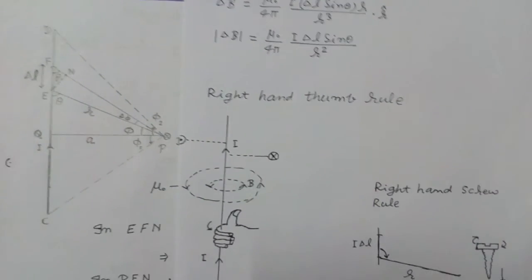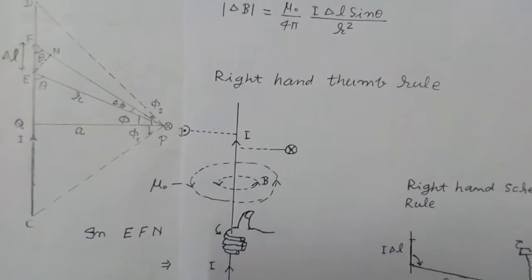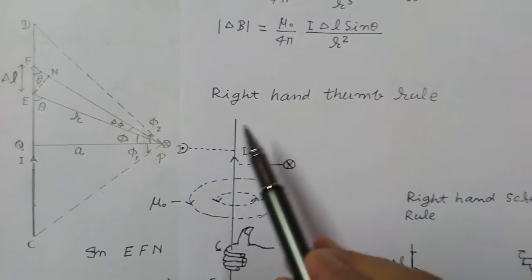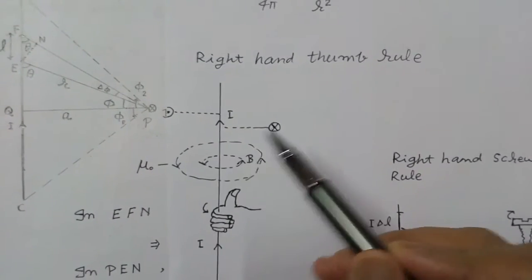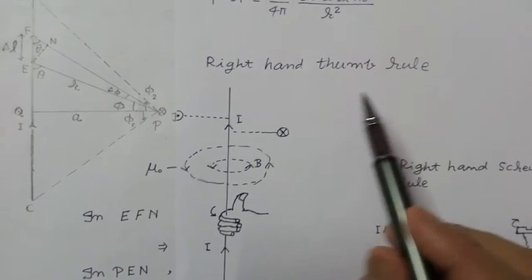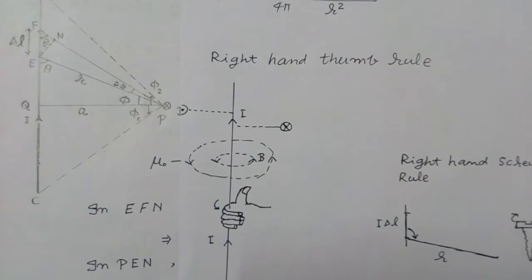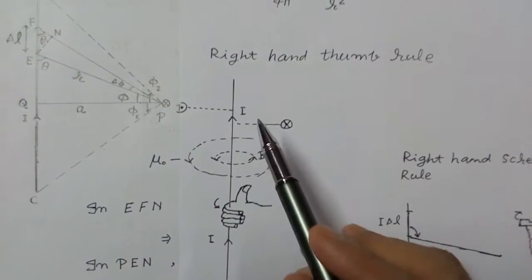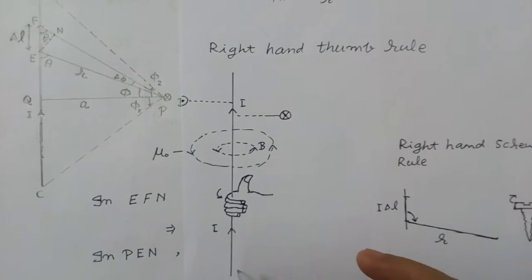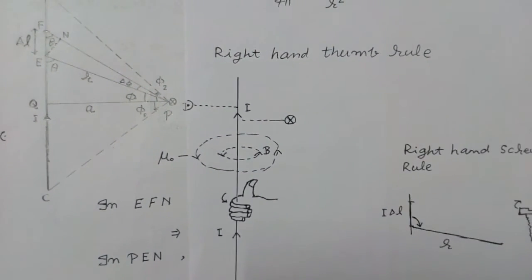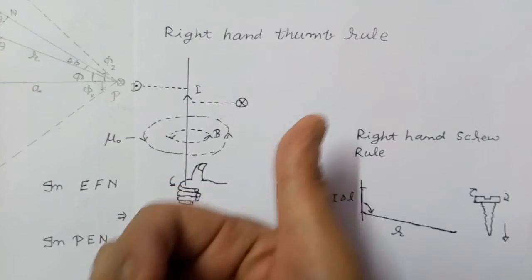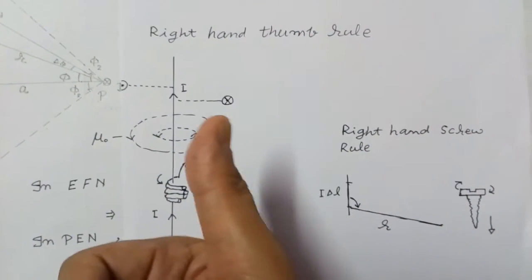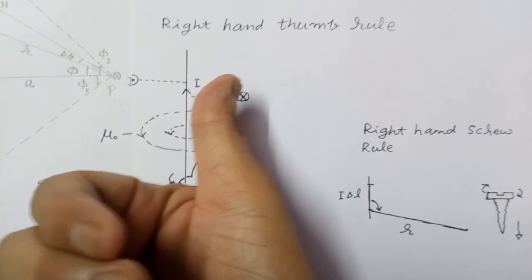Now what is the direction of magnetic field at this point P? So for this we may use the right hand thumb rule. There are two forms of right hand thumb rule. So apply right hand thumb rule for the magnetic field produced by a straight current carrying wire. So this rule says that hold the wire in your right hand palm like this, and suppose thumb is along the direction of current.